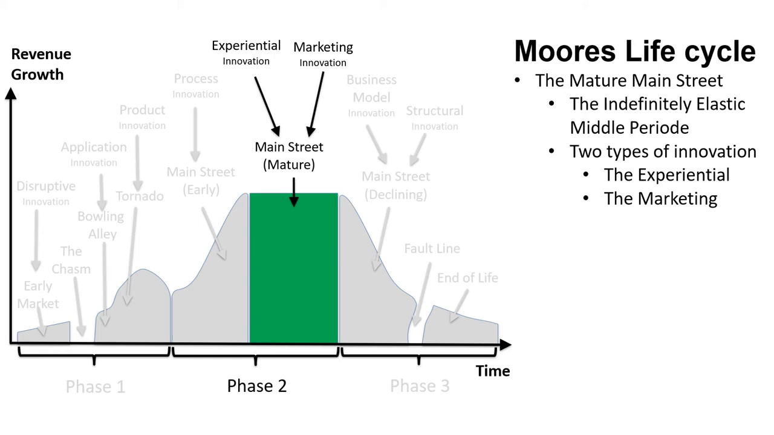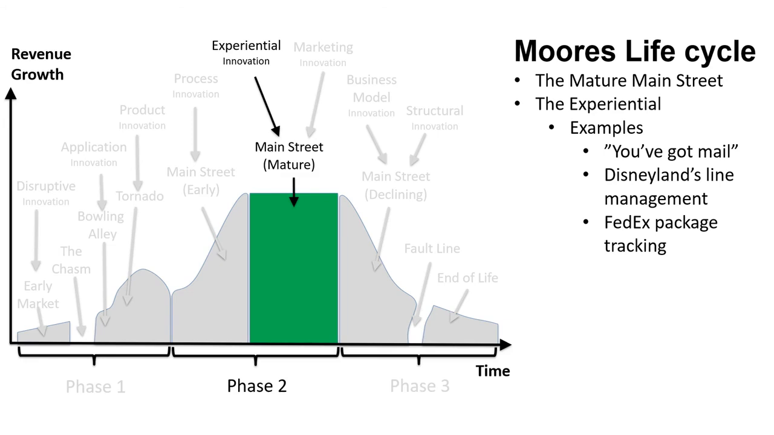Stage 6. The Mature Main Street. In the model, this stage is also called the indefinitely elastic middle period. In terms of innovation, two types of innovation are aligned with this stage. These are the experiential innovation and the marketing innovation. The order in which the two types of innovation are to be used is not clear from the model. Moreover, since we do not know the length of the stage, we may use the two types of innovation several times in random order.